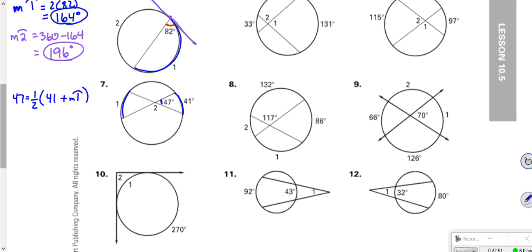I'm going to get the half off of this side by dividing both sides by 2. So this gives me 94 equals 41 plus measure of arc 1. That's supposed to be measure of arc 1. If I subtract the 41, I get 53. So the measure of arc 1 is 53 degrees. Hope you guys see that.